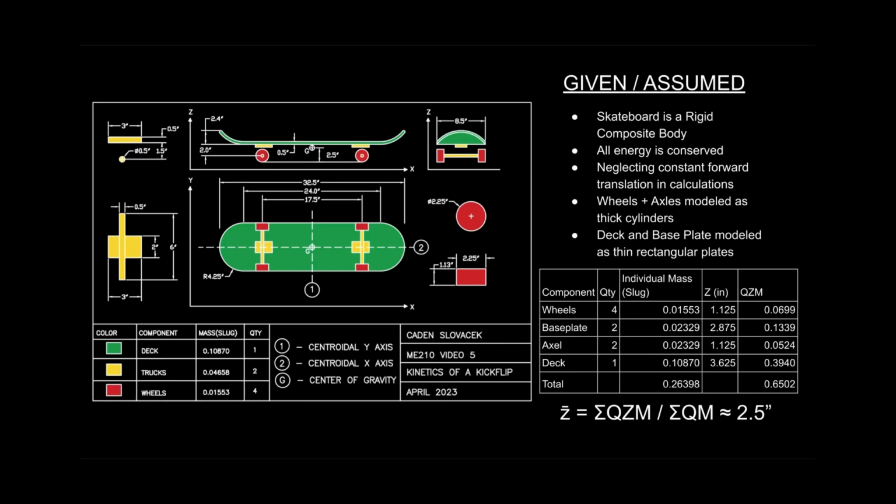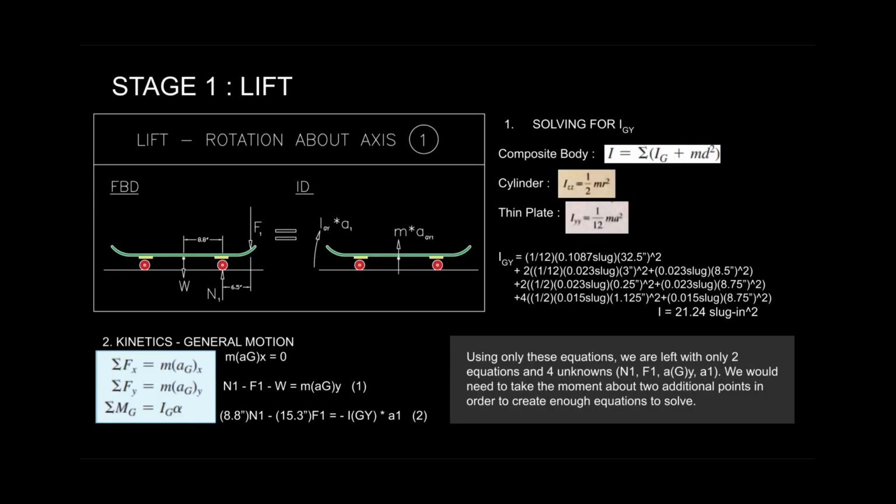The kickflip can be broken into 6 main stages, the first of which is the lift. The lift is the portion of the kickflip where the nose is rising before the tail hits the ground. I started by finding the mass moment of inertia of the skateboard about its centroidal y-axis, using the parallel axis theorem for a composite body. Then, I was able to start finding some equations of motion.